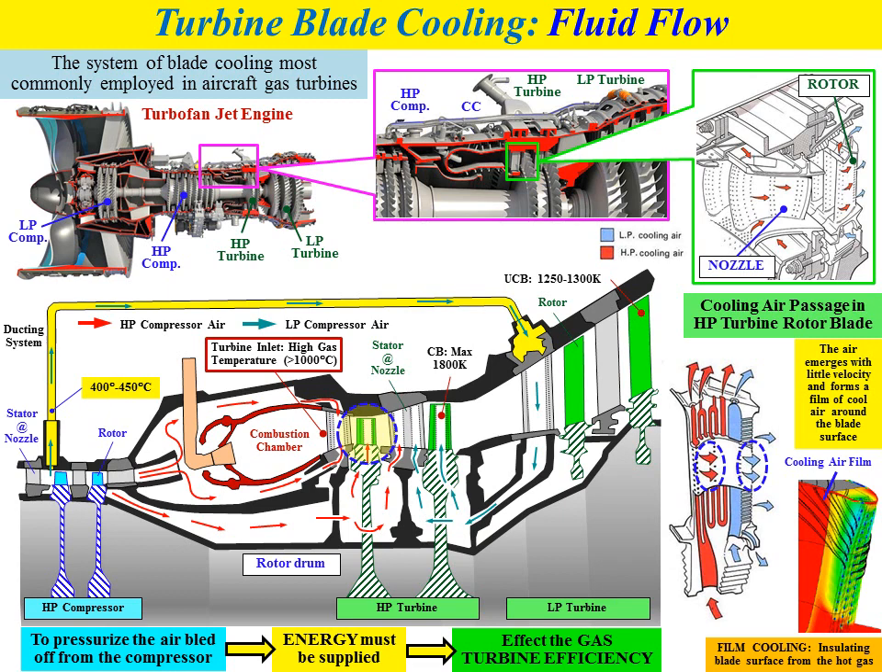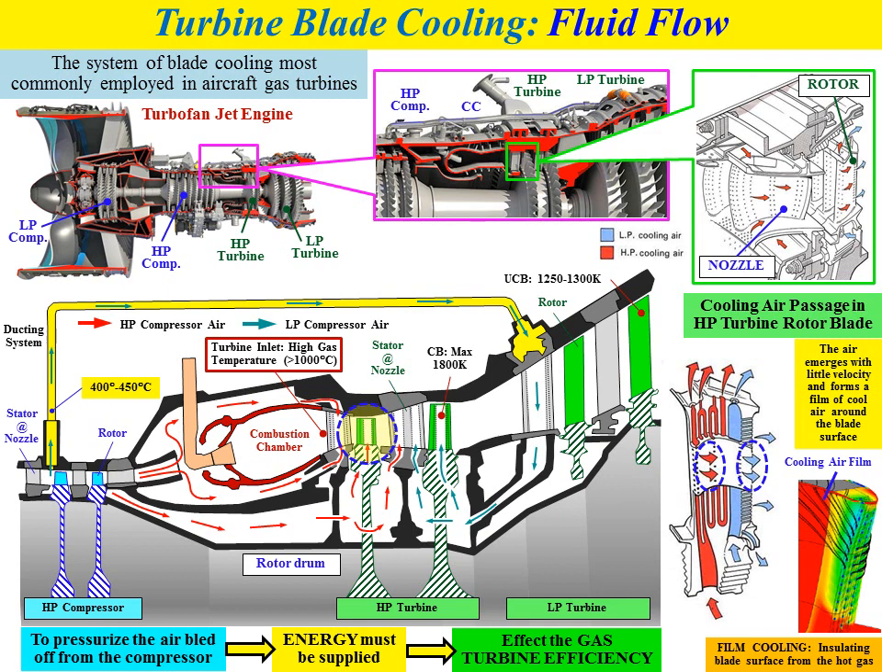So in order to look in detail at the cool blade, the type of turbine blade, we take the cooling air passage in the high pressure turbine rotor blade as shown in the figure. The figure shows the cross section of the cool blade type of turbine blade that consists of two types of passage. The red passage represents the passage for the high pressure cooling air, and the blue passage is for the low pressure cooling air.